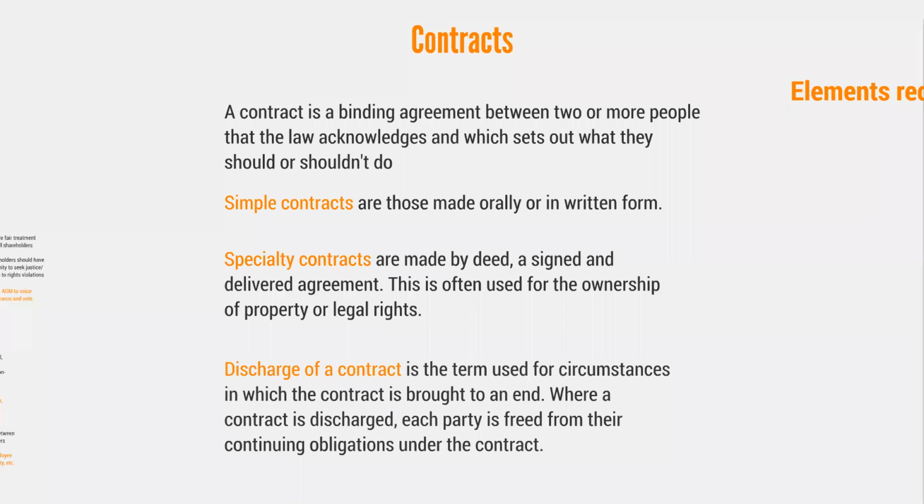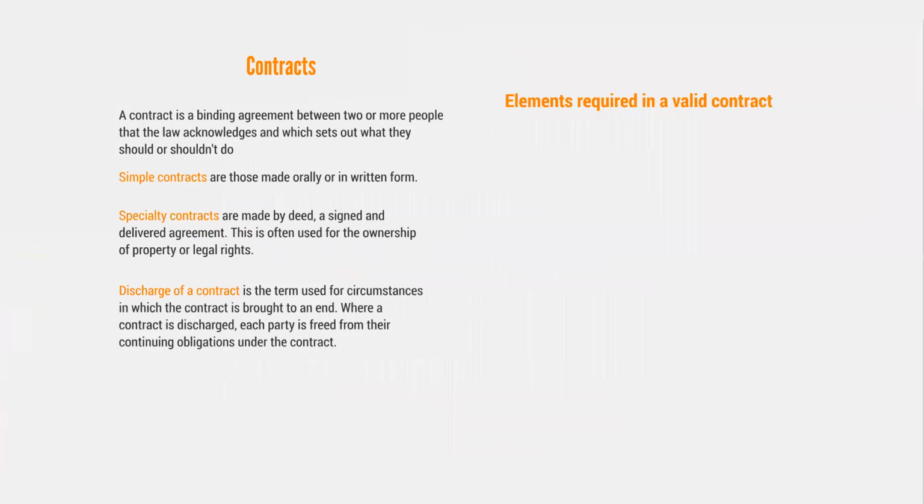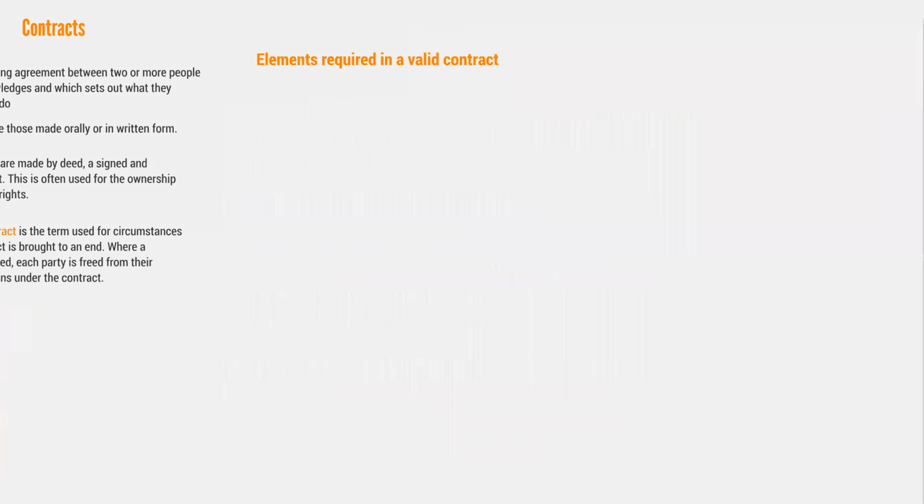And another term I want to draw your attention to is the discharge of a contract. This is the term used for circumstances in which the contract is brought to an end. Where a contract is discharged, each party is freed from their continuing obligations under the contract. So basically what we've got here are three terms connected to contracts. What we're going to look at now are the elements required in a valid contract, okay?